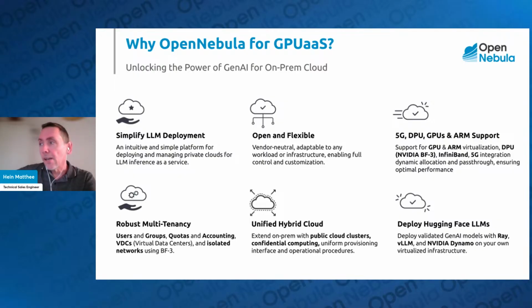Unified hybrid cloud, so the ability to have a private cloud as well as a public cloud, and have the ability to manage these multiple aspects of cloud, whether it's hybrid, private, or public, through a single interface, and the ability to deploy different types of LLMs. And Hugging Face there is an example, right? Because that's the one that a lot of people know.